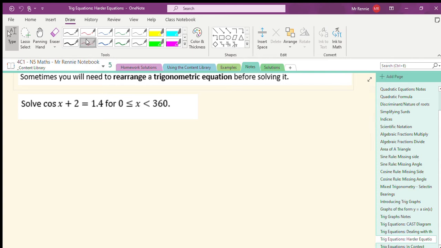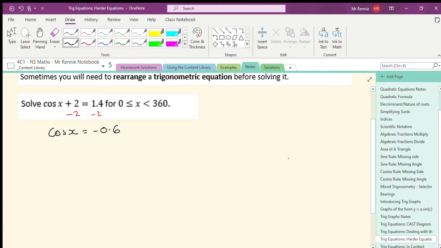So how do we get rid of a plus 2? We'll subtract 2 on both sides. Therefore, what I'm left with is now cos of x equals negative 0.6. Now I can see that cos x will have to equal a negative value. I don't have anything else apart from just cos x on this side, so I can now go forward and begin to solve.